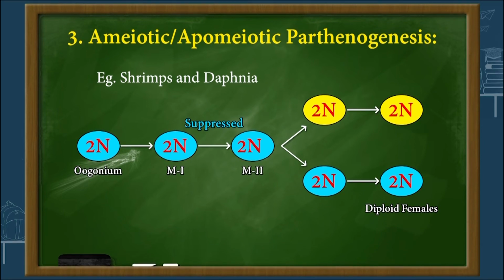In this case, the oogonia, having 2n number of chromosomes, which is supposed to undergo meiosis, has meiosis 1 suppressed, thereby resulting in 2n number of chromosomes in the oocyte. Then M2 will be formed, that is a normal mitosis, which will form 2n number of chromosomes. So this continues to grow, and the diploid female will continue to have 2n number of chromosomes. In this amictic or apomictic parthenogenesis, only a female population will be formed.